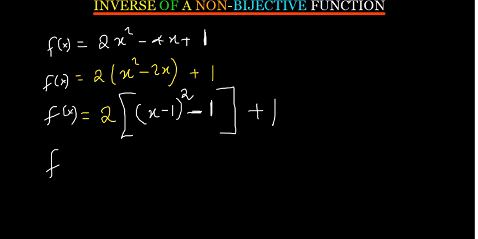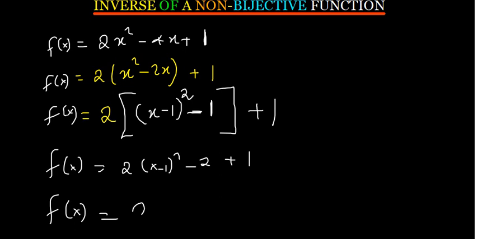So from here, multiply this 2 by the bracket: 2 times x minus 1 squared, that will be 2(x minus 1) squared, and then 2 times negative 1, that will be negative 2, and then plus 1 at the end. Therefore, f of x is going to be 2(x minus 1) squared, negative 2 plus 1, that will be negative 1. So we have completed the square.